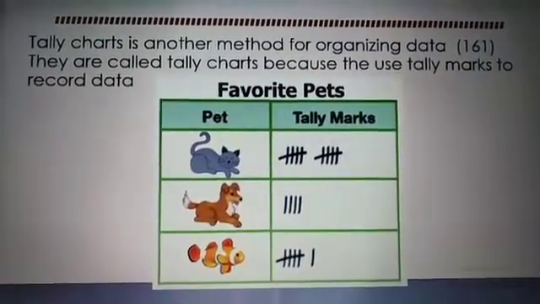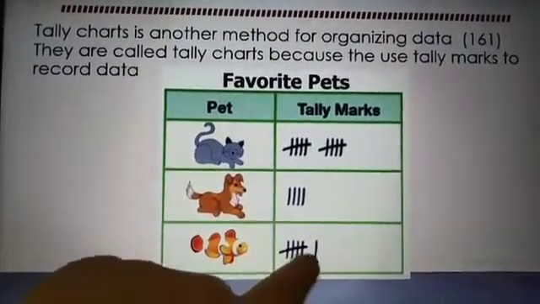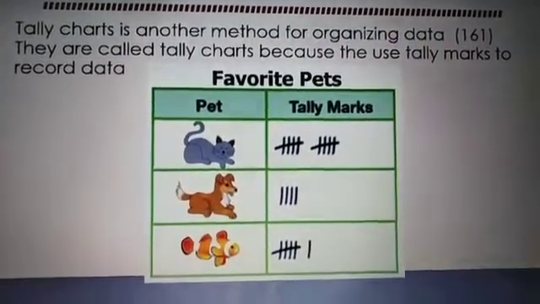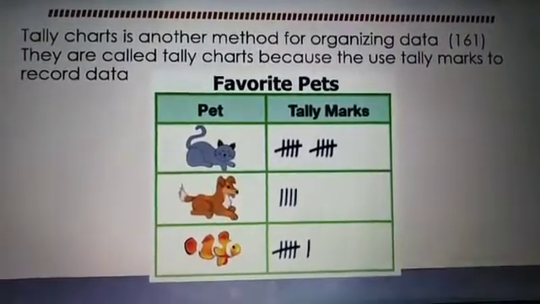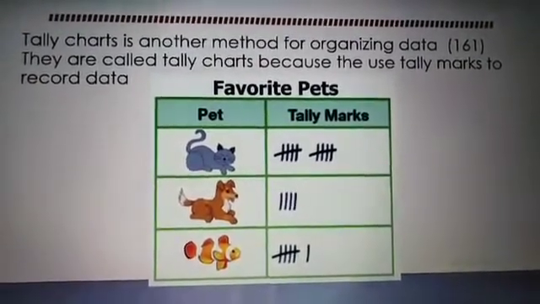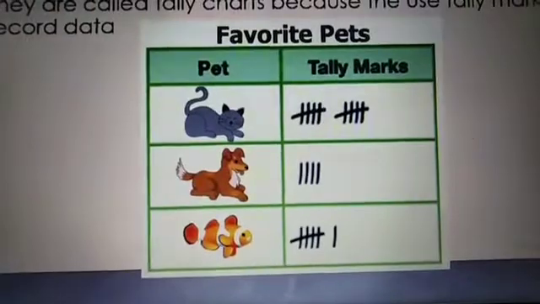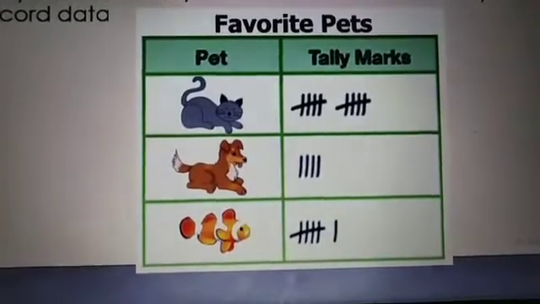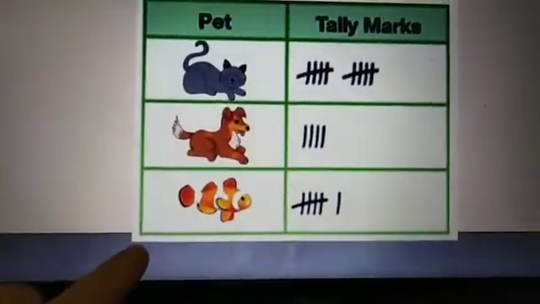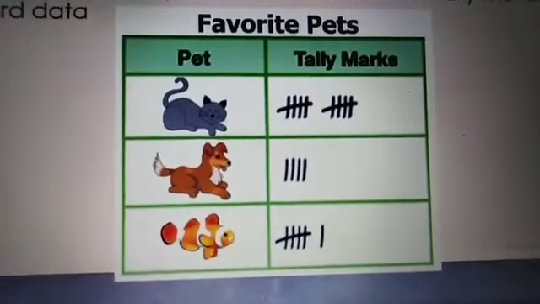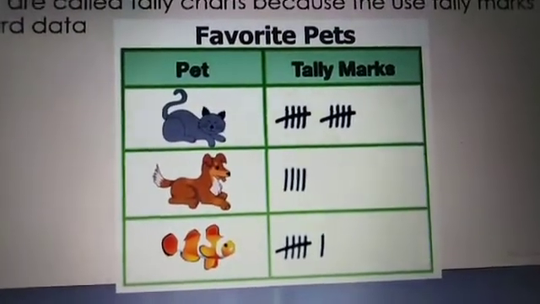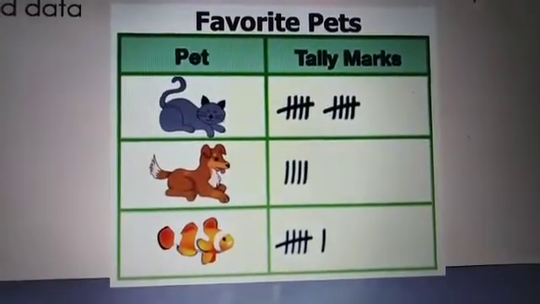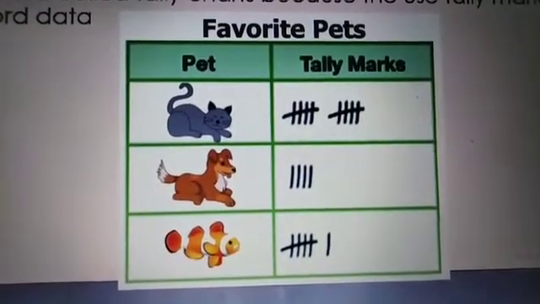We say tally charts because of these small lines. Each one of these lines is called a tally. So they are called tally charts because they use tally marks to record their data. This small table shows the favorite pet for a number of kids. This way, as you can see, is similar to the way of tables that we studied at the beginning of this unit. The only difference here is that we used the tally marks to show the number of favorite pets for each one.